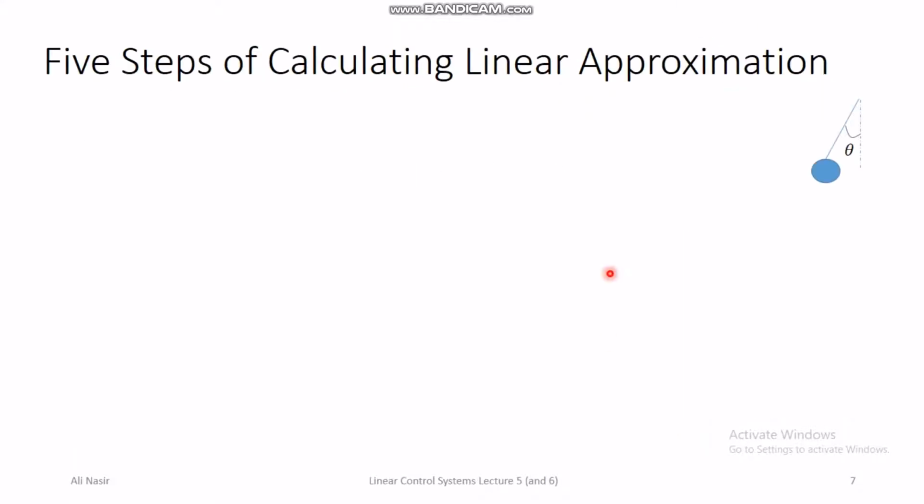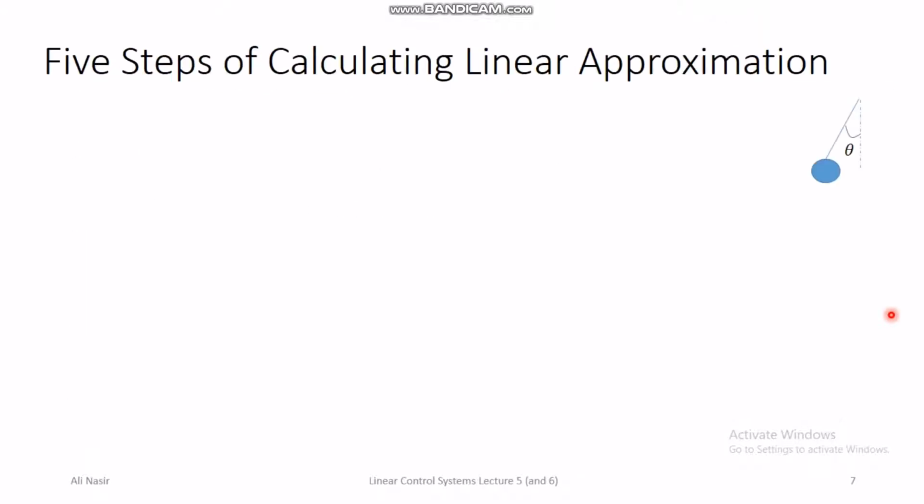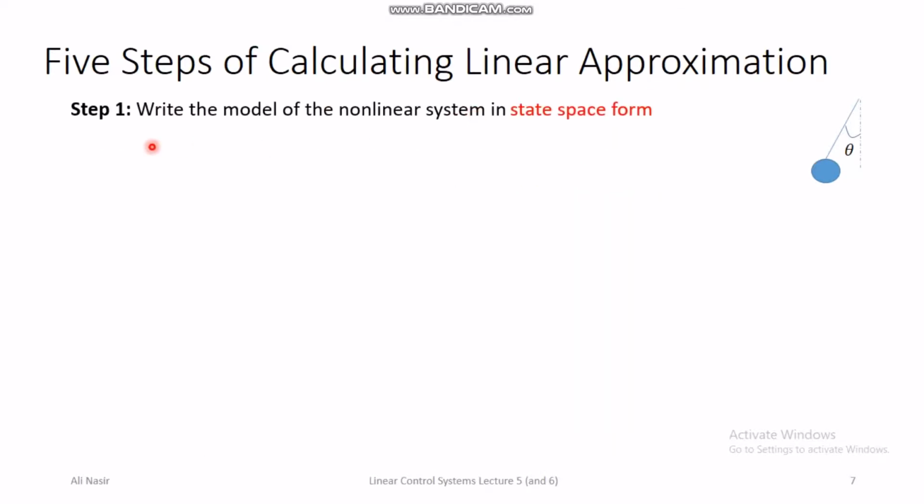Now we get a little bit more serious, because this way of linearizing is good for the pendulum example, but in general, if there is a difficult example, then we may not have this simple approximation of sine theta equal to minus theta and sine theta equal to theta. So what are the 5 steps of calculating linear approximation? Step number 1, write the model of the nonlinear system in the state space form. We did not do this step in the previous pendulum example, but we will do this in the upcoming example.